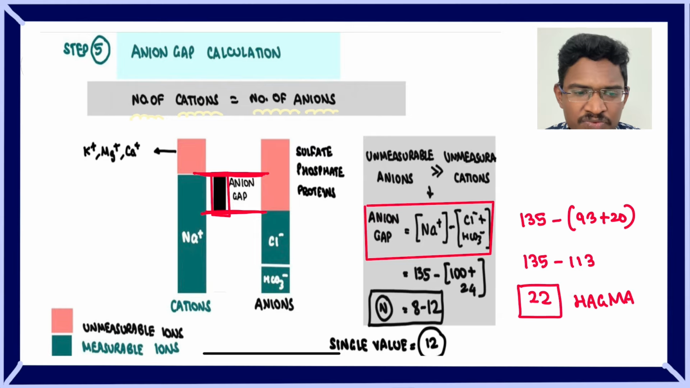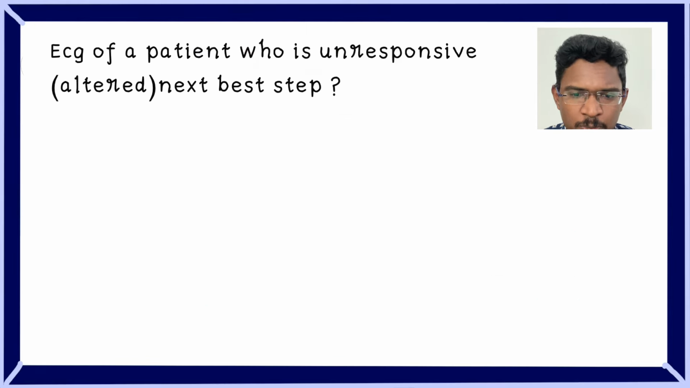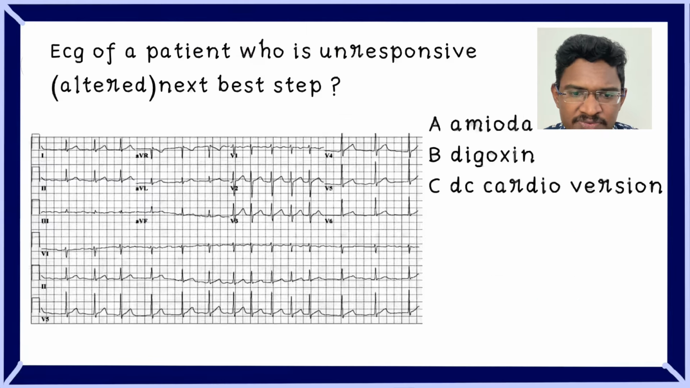Next, an ECG question was given to you. A patient who is unresponsive, with breathlessness, as well as hemodynamically unstable. Some term was given. Next best step, they were asking. See, hemodynamic instability means either systolic blood pressure less than 90, altered sensorium, or if the patient is in acute heart failure. All these can be considered as hemodynamically unstable, as we discussed. So next best step will be what?